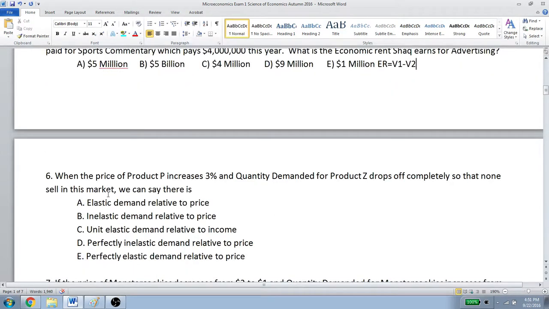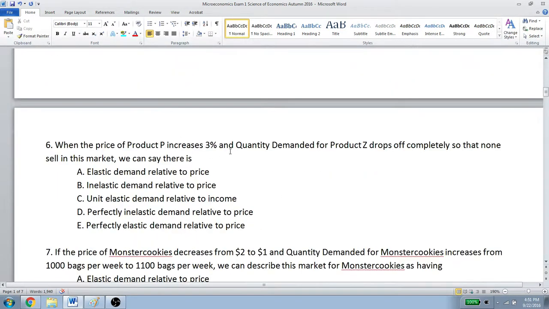Moving along. When the price of product P increases 3% and the quantity demanded for product Z drops off completely so that none sell in this market, we can say that P and Z are cross-price elastic, but that's not a choice. We can also say that P has this very strong impact on product Z.